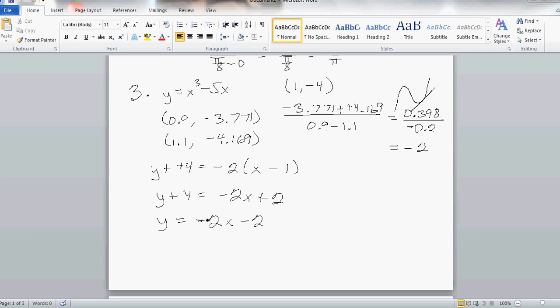And so that would be the second part of the question. What is the equation of the line? There it is.